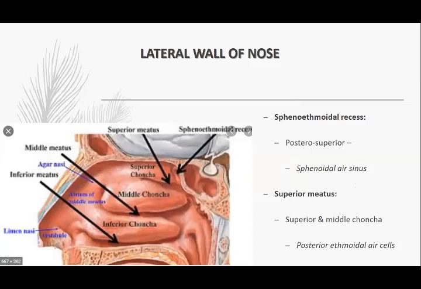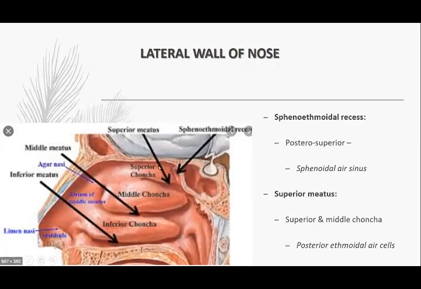We start with the sphenoethmoidal recess. I told you it is superior to the concha, superior concha, and also posterior to it. So over here, this part is the sphenoethmoidal recess. Okay.